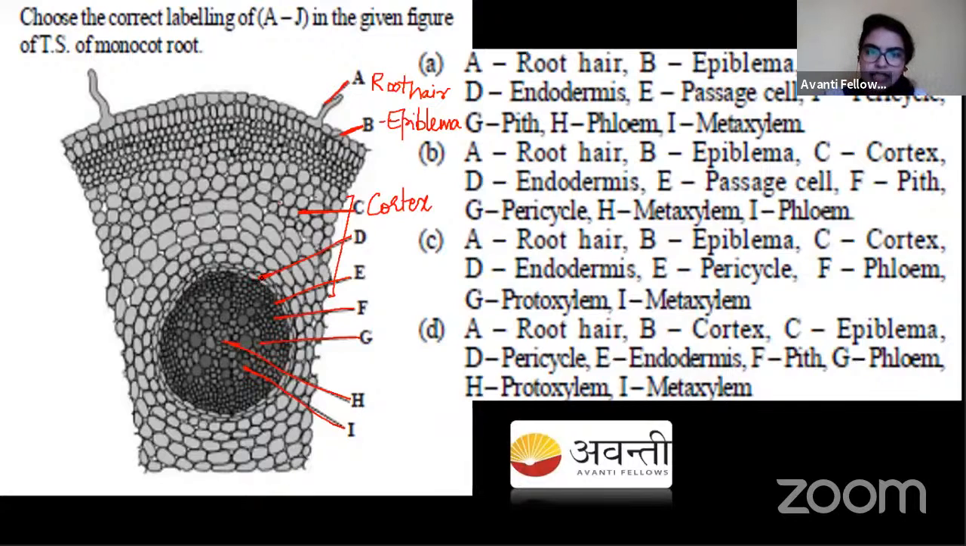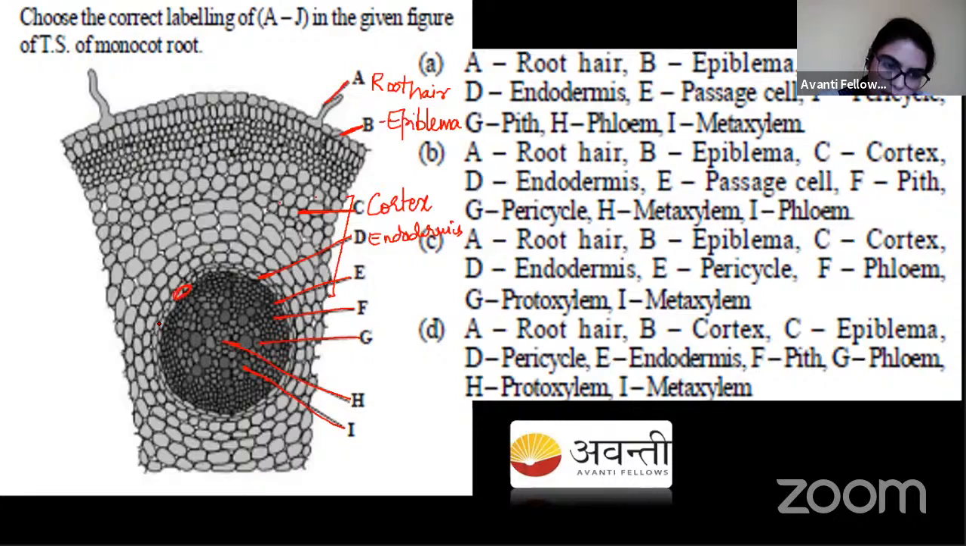Now this D is what? D is nothing but the endodermis. Endodermis has the suberin deposition, hence we call it the Casparian stripes. And there will be a presence of passage cells at the terminal of the protoxylem. So where is the passage cell, child? Look, here is the protoxylem, so the cells here will be the passage cells.